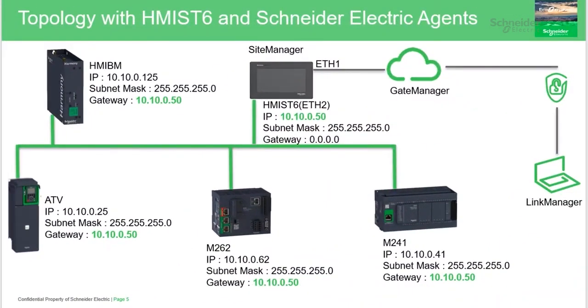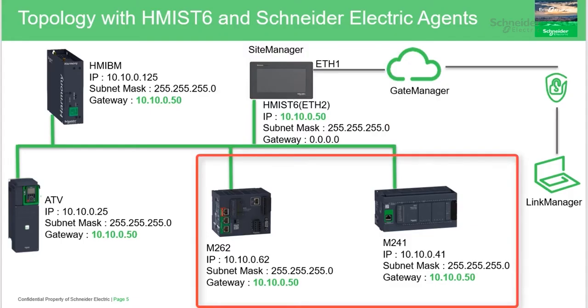Here is the architecture used in this video. The HMI ST6 is running the SiteManager. As you can see, the Ethernet 1 port allows to connect to Internet and the Gate Manager. The Ethernet 2 port is connected to the local network with the different equipment. This HMI ST6 is also running an HMI application with EcoStruxure Operator Terminal Expert.